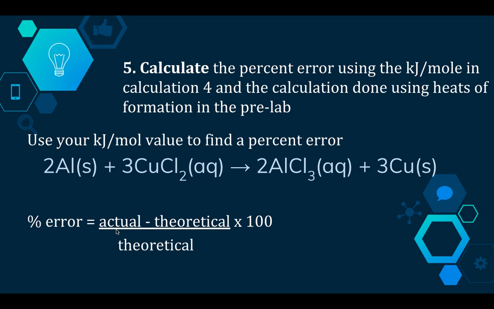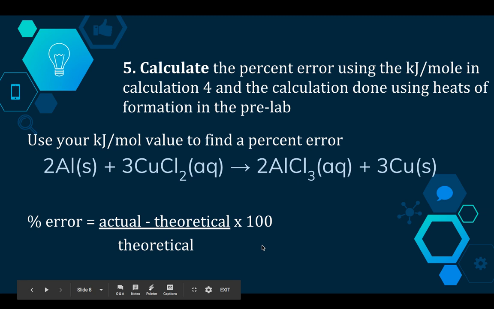So the actual is what you calculated in number 4, minus the theoretical, which is half of your pre-lab, and then divided by your theoretical times 100. And hopefully adding back in what was lost in the calorimeter is going to give you a better value.